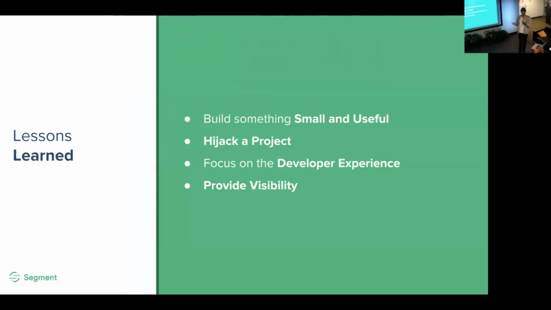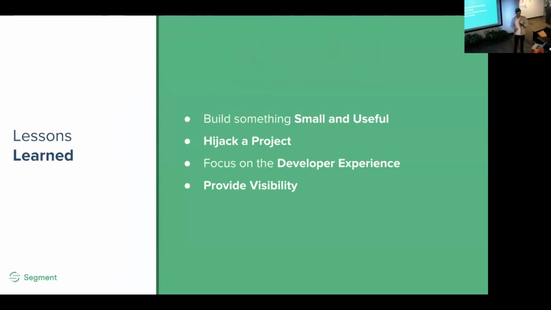So now we got an understanding of what Evergreen is and what a design system is. I want to take you back and share some of the lessons on how we got here. Because we didn't start with a whole design system from the get-go. We started with something small and useful. Then after that, we built that out by hijacking a project. I will tell a little bit more what that means later.